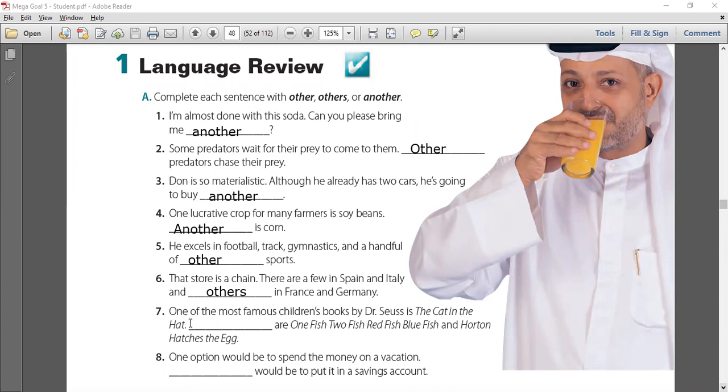Others. Yes, very good. Others. Thank you. Why? Because he mentioned after that 2 books and because there are, as you can see. Here we have is, that's why I chose another. And here I have are. If you notice, others and another could be alone as a pronoun. But other, no, I should add it to a word.